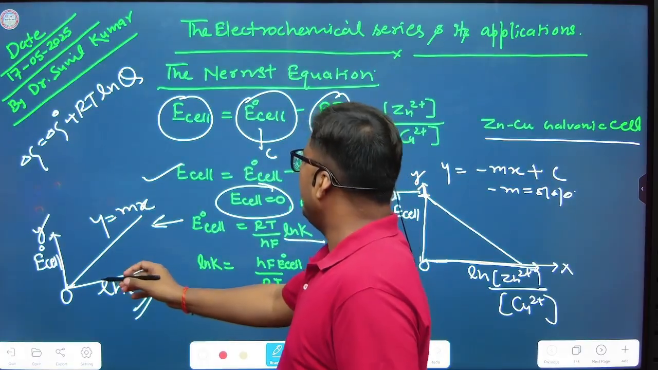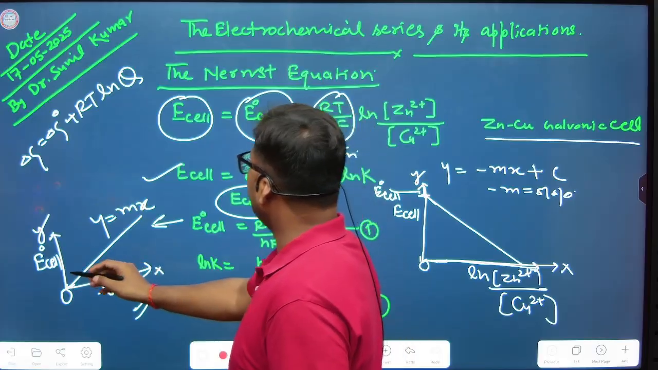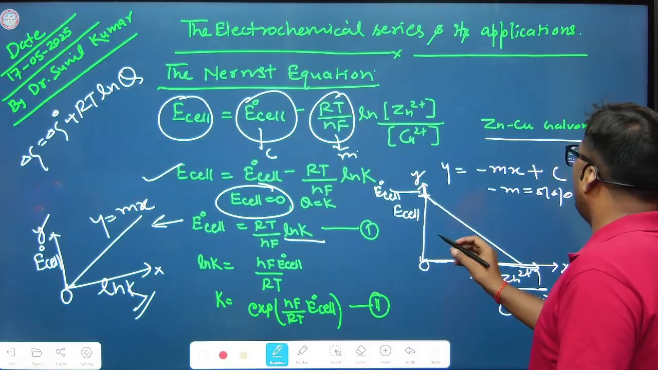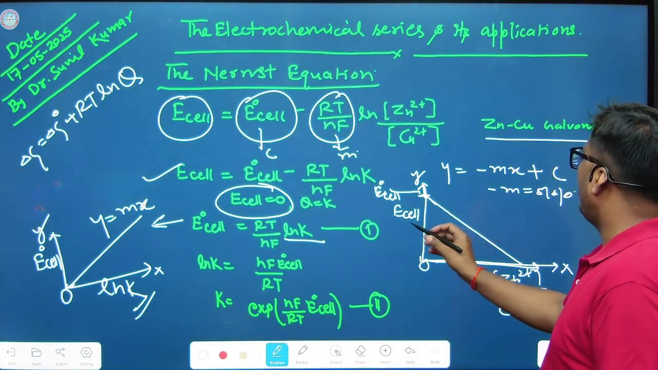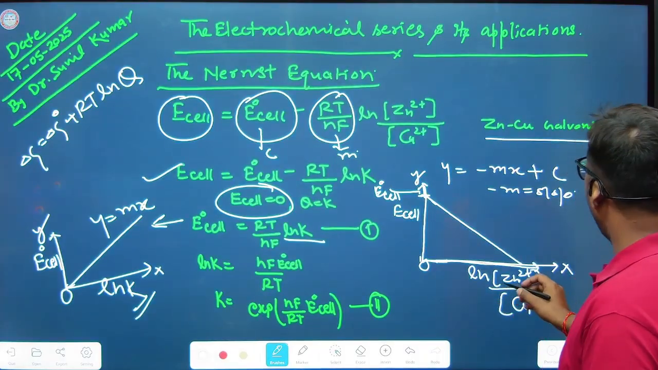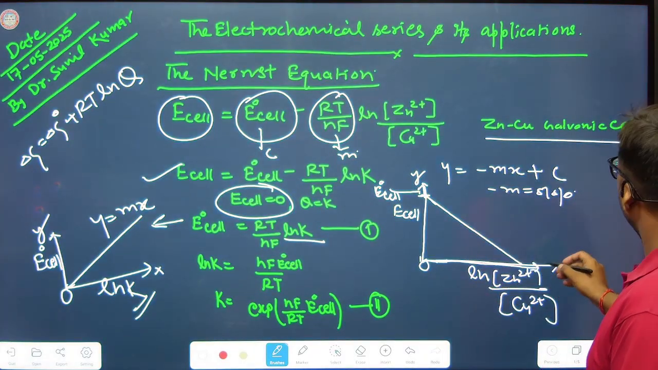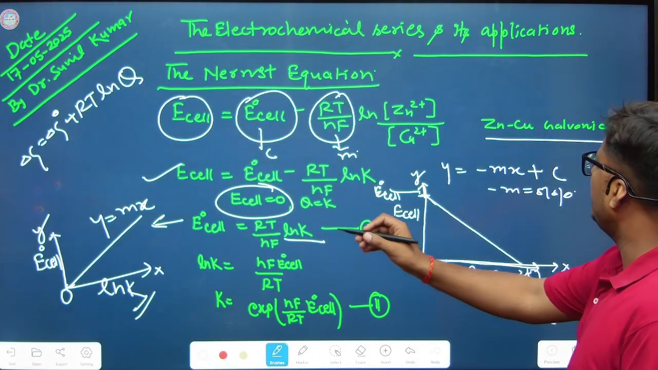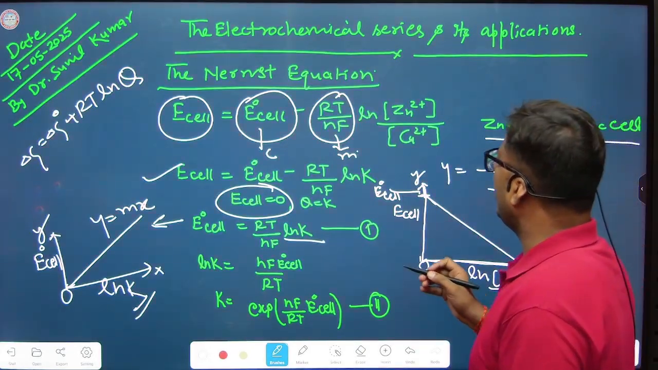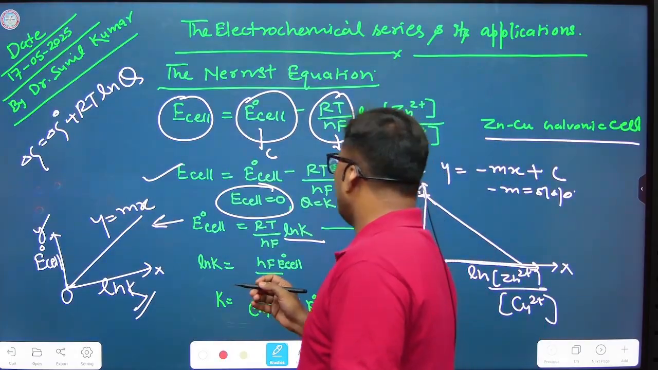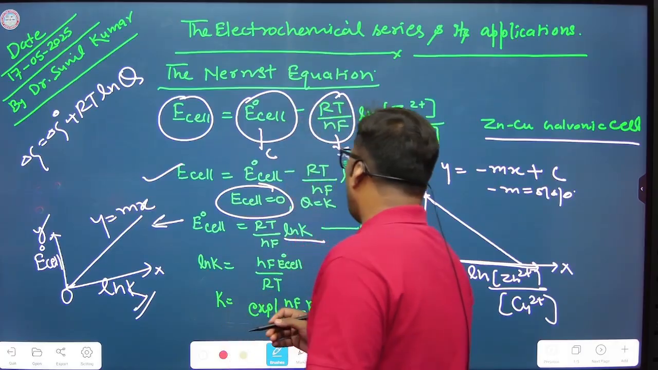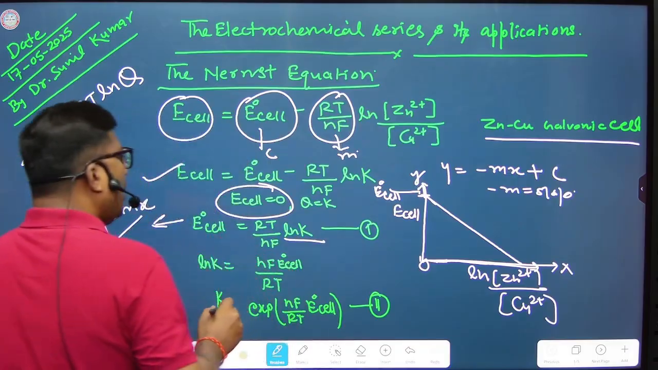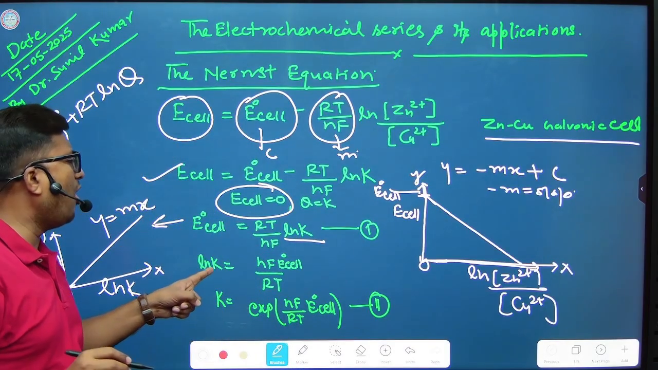So this is the linear relation between the standard E cell and ln K, and this is actually the graphical representation of E cell versus ln of the concentration ratio of Zn2+ and Cu2+, right? So these are the two graphical presentations that give insight to understand the electrochemistry involved in the Nernst equation, right? So further, this equation can be transformed like that.